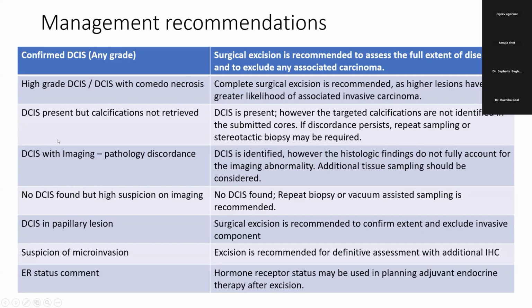Now, if the DCIS is present but calcifications were not retrieved, we can put it as a discordance between pathology and radiology, and if it persists, we can ask for a repeat sampling or a stereotactic biopsy may be done to look for the targeted calcifications. Again, if there is a discordance, that the histologic findings do not fully account for the imaging abnormality, additional tissue sampling can be considered. If no DCIS was found, but there was a high suspicion, again, a repeat biopsy, a core or a VAB is recommended.